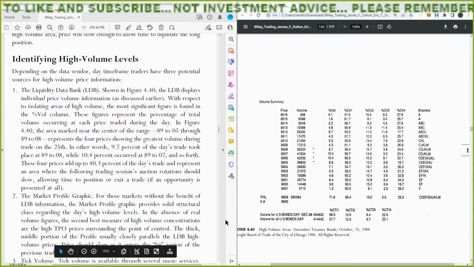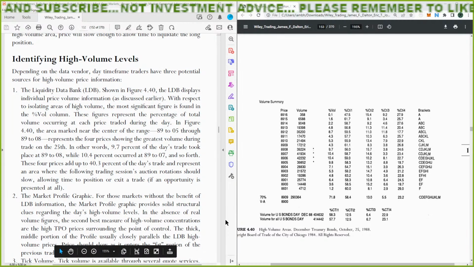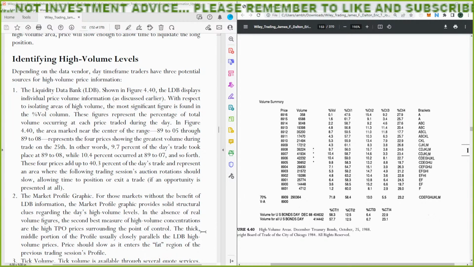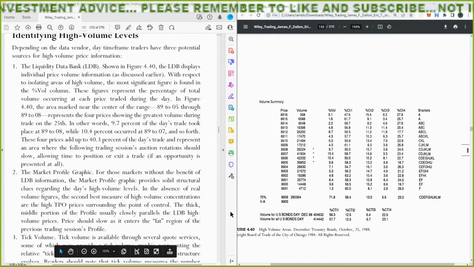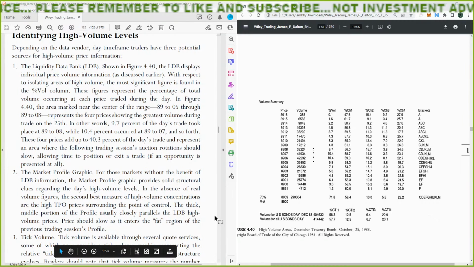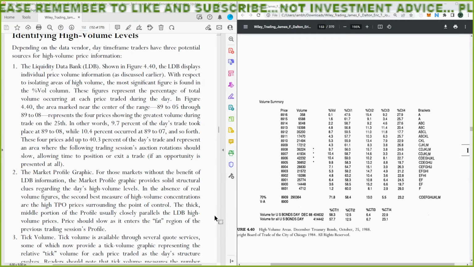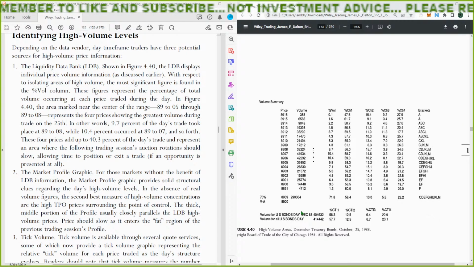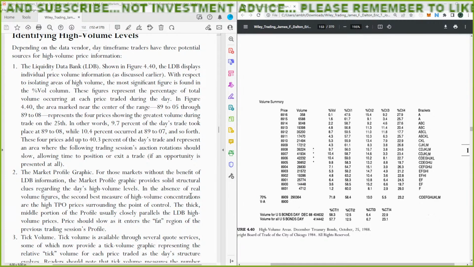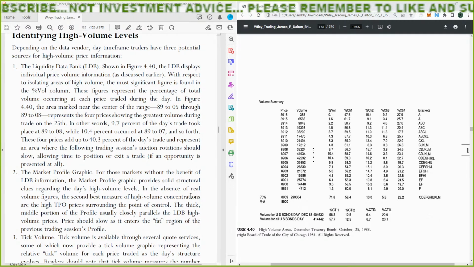Identifying high volume levels. Depending on the data vendor, day time frame traders have three potential sources for high volume price information. The Liquidity Data Bank, LDB, shown in figure 4.40. The LDB displays individual price volume information, as discussed earlier.